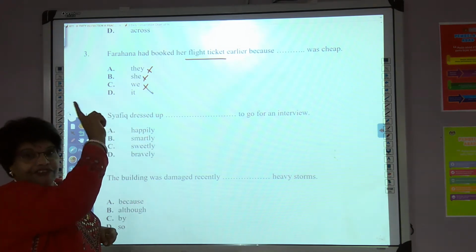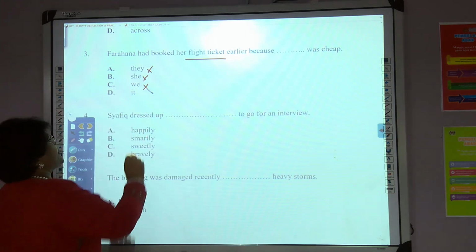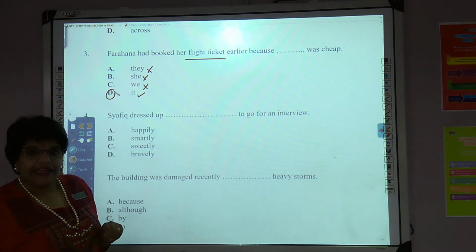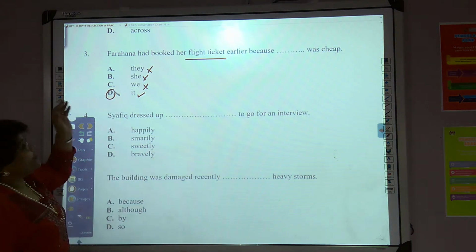If many, then you can say they. Here is only one ticket, so it. So this is the correct answer. You circle. So let's move on to another thing.